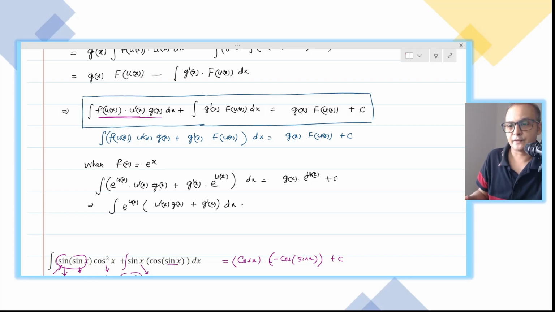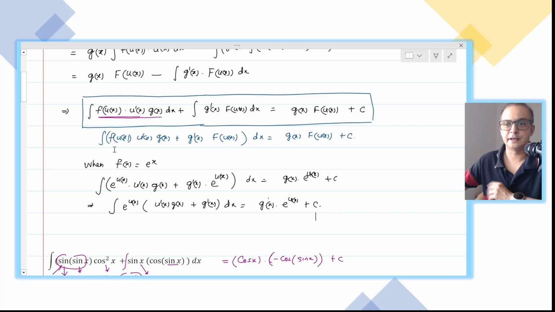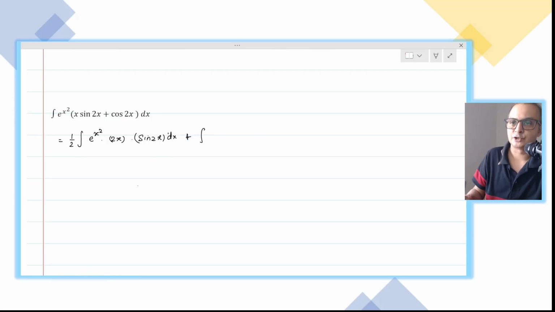So in this way we have to only observe this structure, that u'(x) g(x) plus g'(x), and we get g(x) into e to the power u(x) plus c. So whenever I have e to the power x as the small f, then we can apply this technique as well. So this is what the second part will become, e to the power x square and sine of 2x dx.